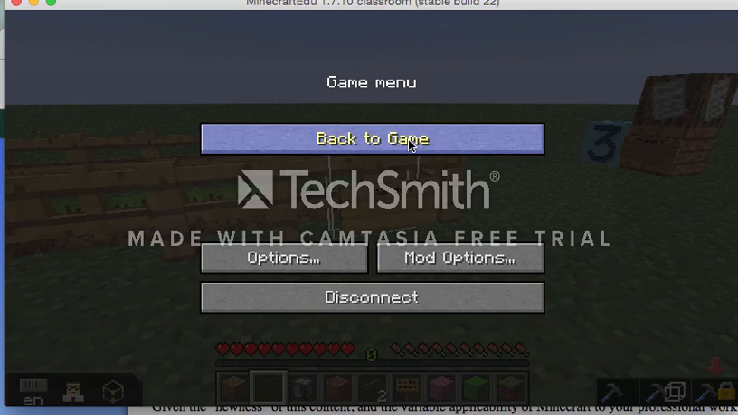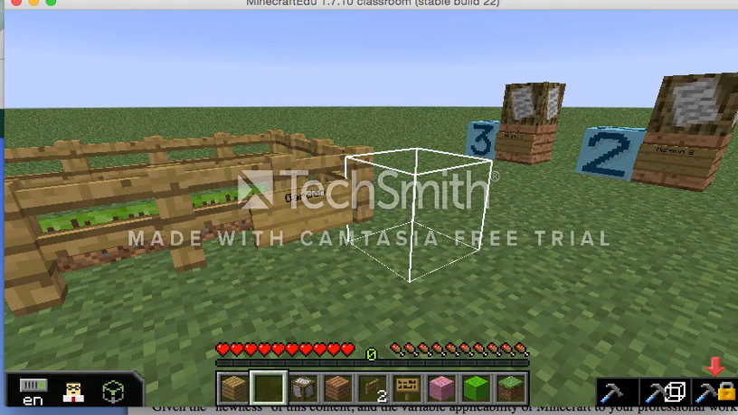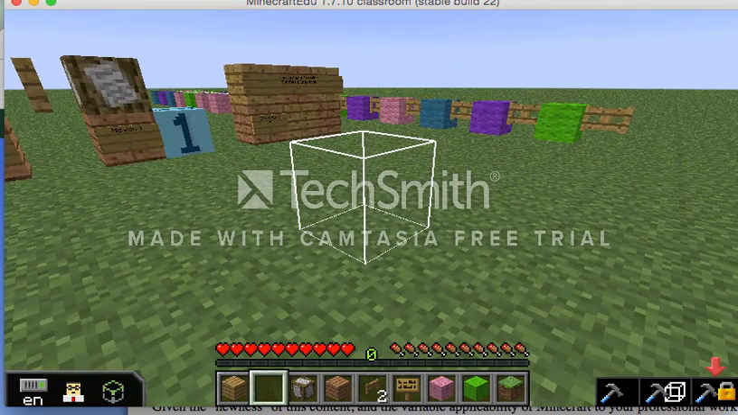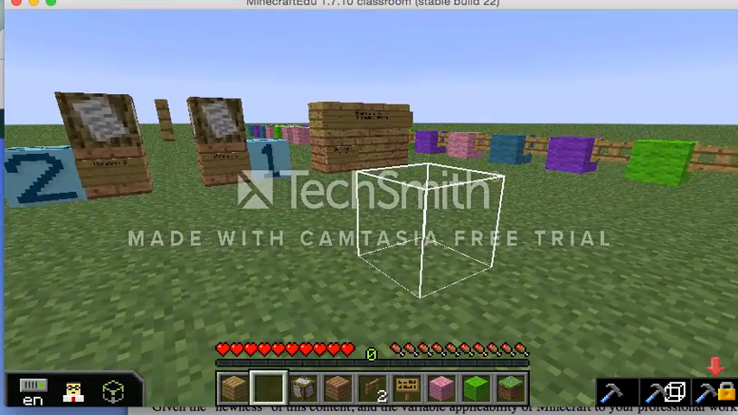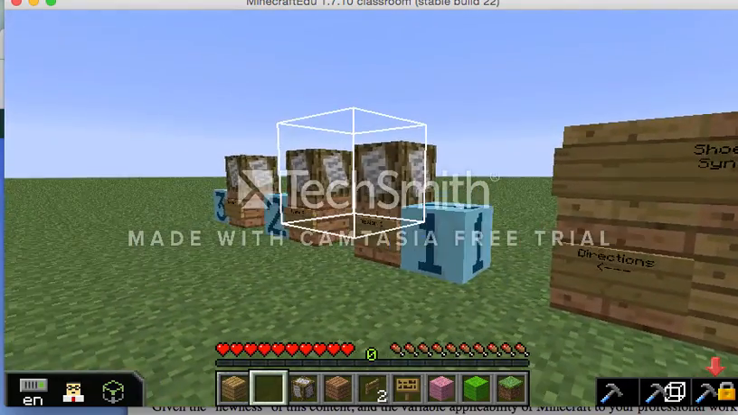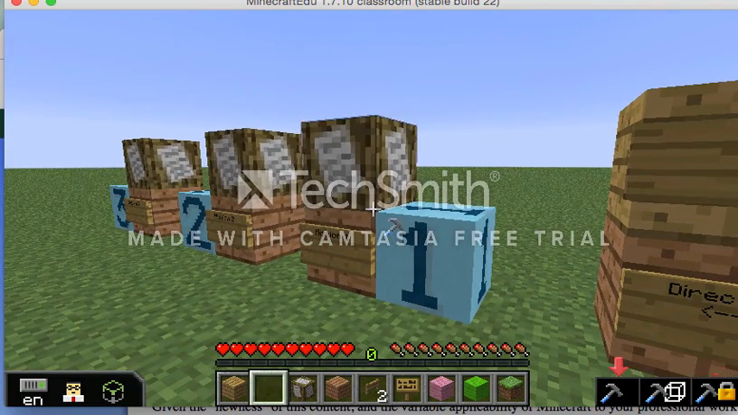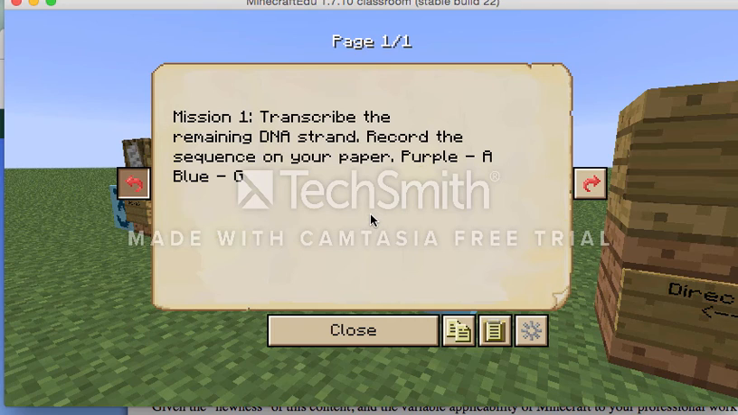For my Minecraft assessment, I am looking at my students' ability to demonstrate mastery of DNA transcription, translation, and protein synthesis. When they would log on, they would see this setup and be directed over here to start their exploration.